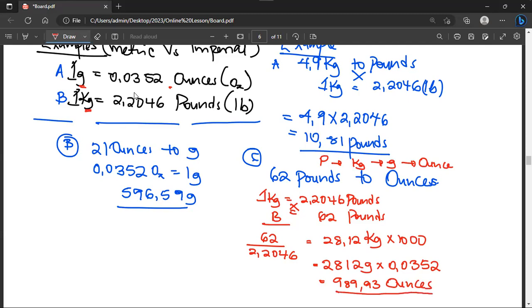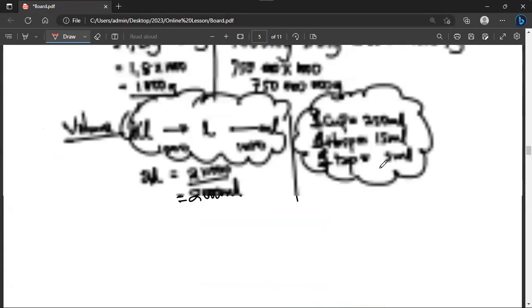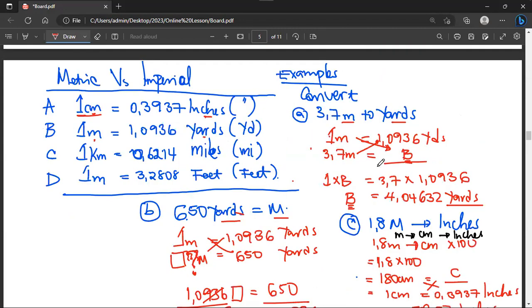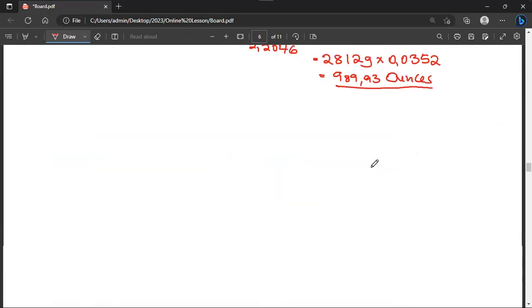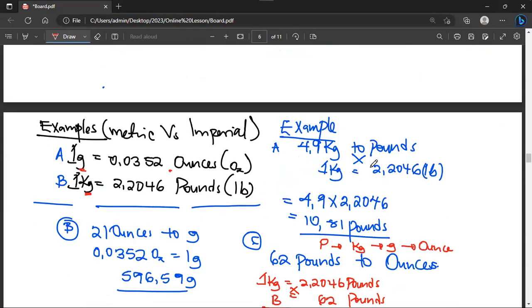All right. I would advise you to familiarize yourself with such equations. These were conversions.